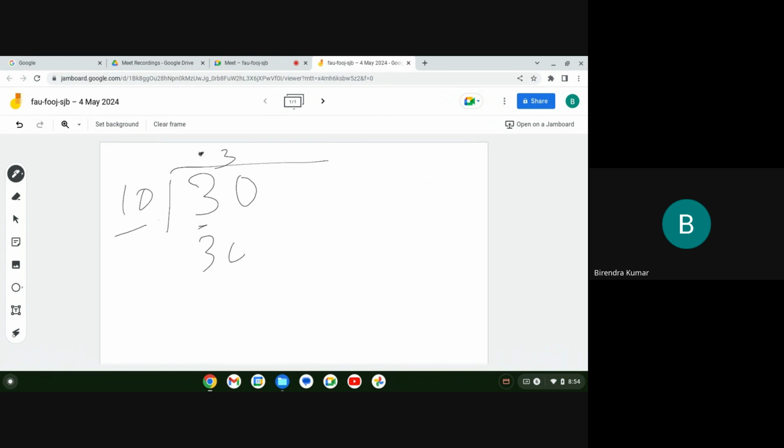So 10 times 3 is 30. What happened? This one, 3, this was 3 divided by 10. That's what we were trying to do. What did it become? 0.3. This is the answer.